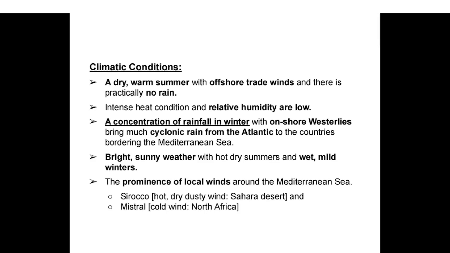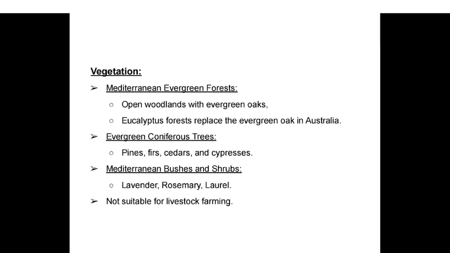The prominence of local winds around the Mediterranean Sea: Sirocco, a hot dry dusty wind from the Sahara Desert, and Mistral, a cold wind from North Africa. Vegetation: Mediterranean evergreen forest, open woodlands with evergreen oaks. Eucalyptus forest replaces the evergreen oak in Australia.